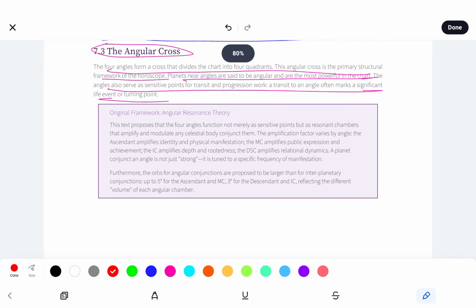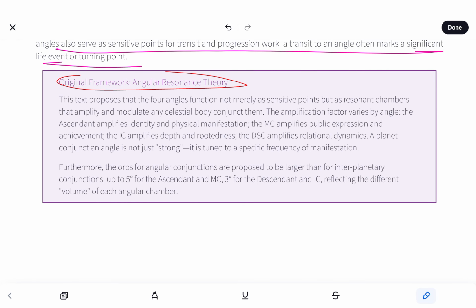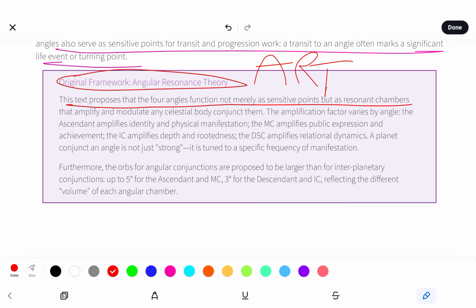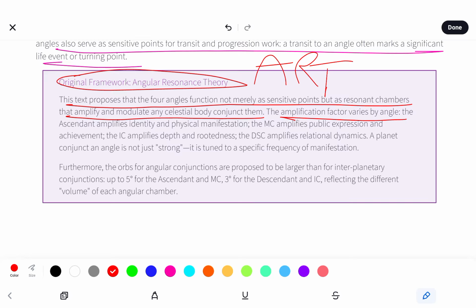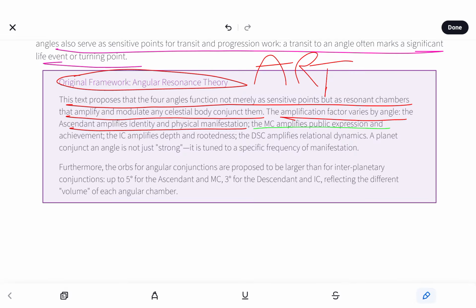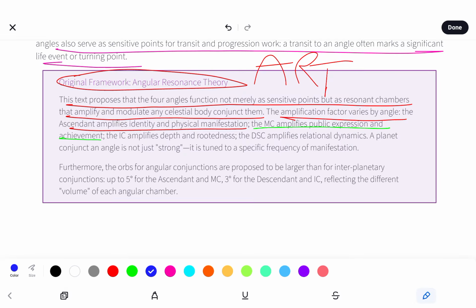Okay? So, original framework here: Angular Resonance Theory, ART. This text proposes that the 4 angles function not merely as sensitive points, but as resonant chambers that amplify and modulate any celestial body conjunct them. The amplification factor varies by angle. The ascendant amplifies identity and physical manifestation. The MC amplifies public expression and achievement. The IC amplifies depth and rootedness. The DSC amplifies relational dynamics.